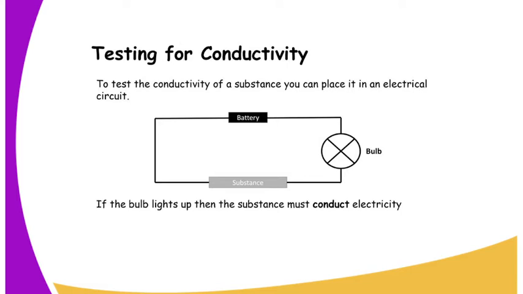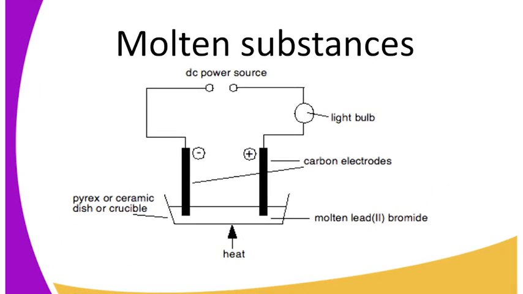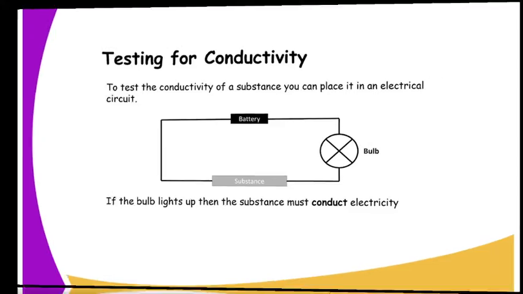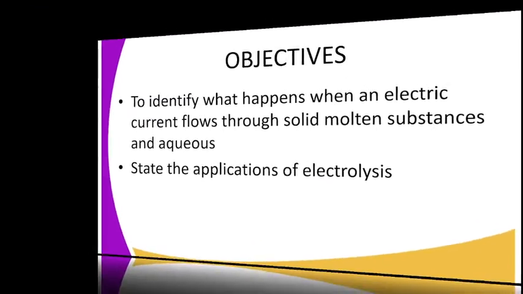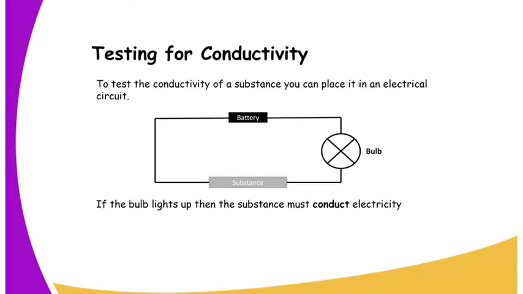Test for conductivity. How do we test for conductivity? Let's say we place a substance X there. Let's say we place a paper. The paper is not going to conduct electricity. And let's say we place a substance like iron or aluminium. It's going to conduct electricity.